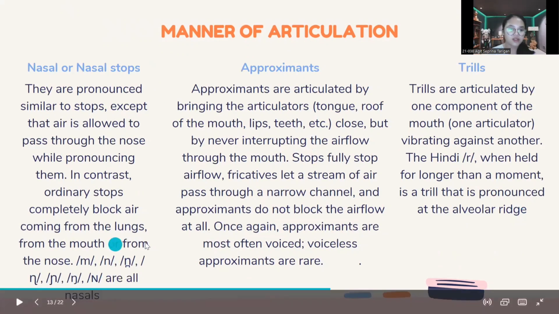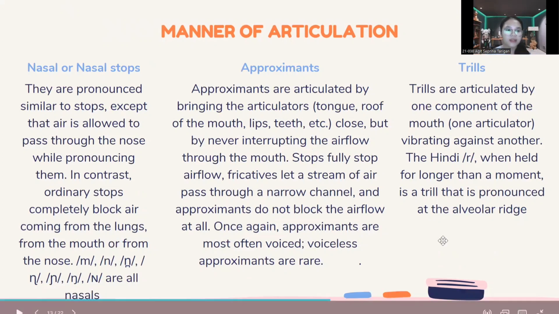Nasal or nasal stops. They are pronounced similar to stops, except that air is allowed to pass through the nose while pronouncing them. In contrast, ordinary stops completely block air coming from the lungs, from the mouth, or from the nose.